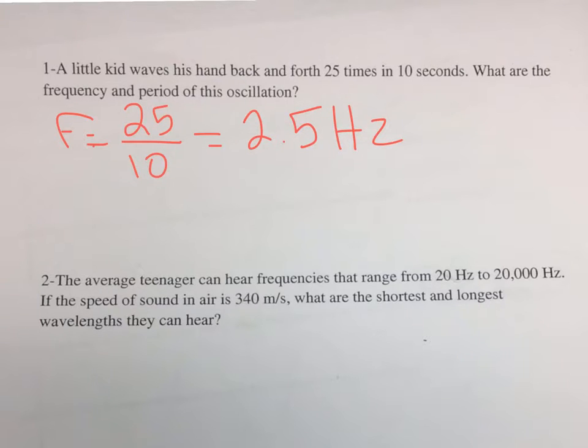What is the period? T is equal to, I'm sorry? No, because we're trying to figure out the frequency based on what we have. So T is equal to 1 over f, which is 1 over 2.5, which is equal to 0.4, I believe. And that is in seconds.